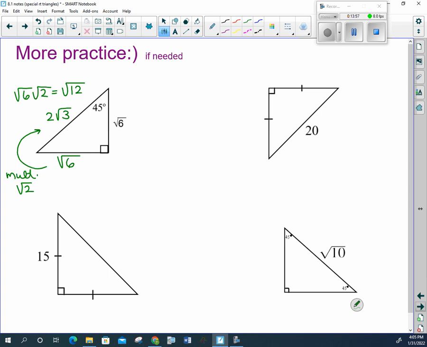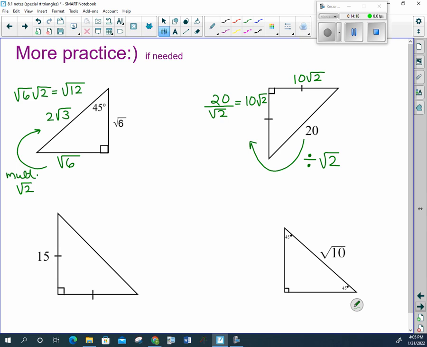Over here, I have 20, and I want to go to a leg, so that means I need to divide by the square root of 2. So 20 divided by square root of 2. Well, that just turns out to be 10 root 2. So this side is 10 root 2.